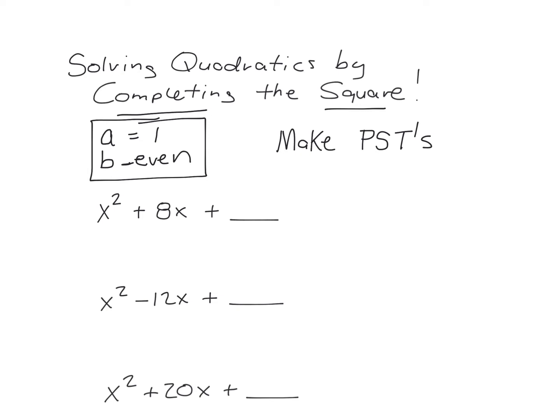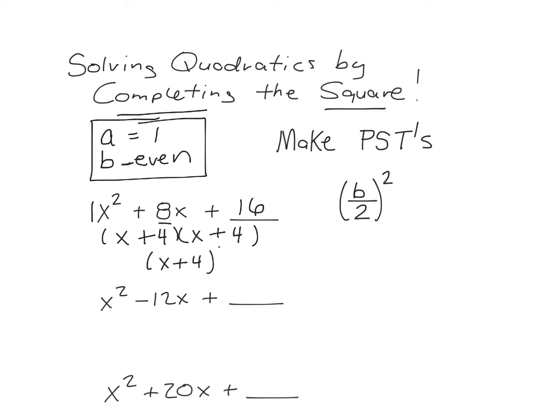Okay, so for example, if I have x squared plus 8x, and I want to make this a perfect square trinomial, what we're going to do is, you can see in this case that a is 1 and b is even, we're going to take half of b, which is 4, and then square it, which gives us 16. So by making these PSTs, or perfect square trinomials, half of b squared will be the c value. And then you can see that if we would factor this, we'd have x and x, 4 and 4, and both signs would be positive. And since I have x plus 4 times x plus 4, I could write this as x plus 4 squared.